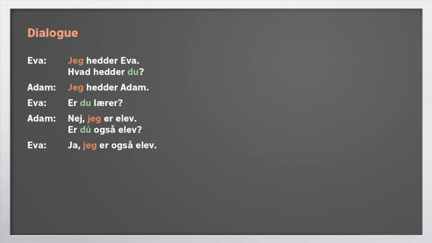In this dialogue, both Adam and Eva use the word jeg when referring to themselves. Adam uses the word du about Eva when he speaks to her. Eva uses the word du about Adam when she speaks to him. Eva and Adam in turn occupy the roles of speaker and addressee.